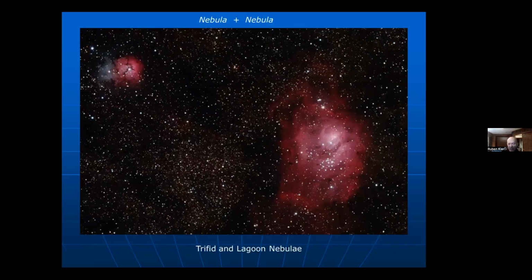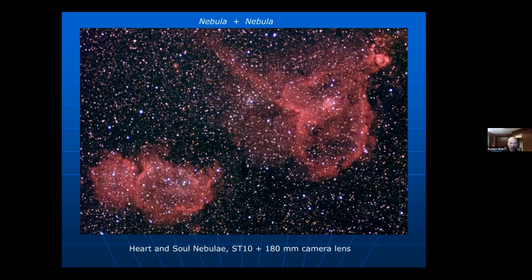Of course, many of you have done nebula with nebula. The Trifid and the Lagoon make a beautiful pair to image together. The Heart and Soul, this is a very large area, and I photographed this early on, before DSLRs were as successful as they are now. So I was using a pretty wide chip, an ST10, and this was done from my light polluted backyard. And I used the 180 millimeter camera lens in order to get the object.